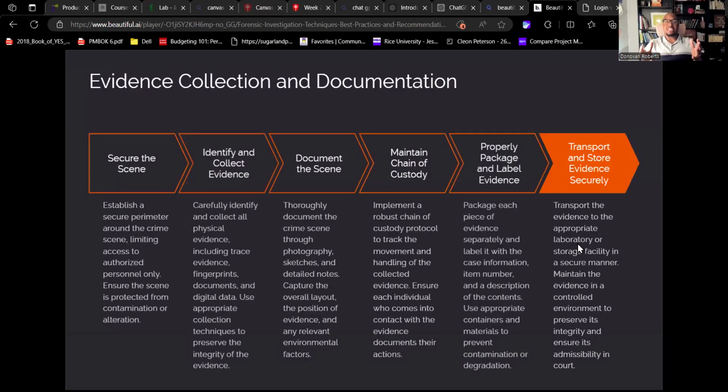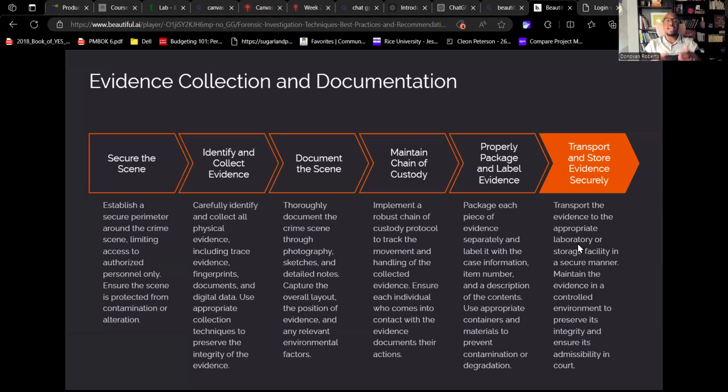Next, I want to talk about the evidence collection and documentation. You can see here it's broken up into six different steps. Of course, the very first thing you want to do is secure the scene. For this instance, it is talking about really all sorts of crime in a way. But of course, establishing a secure perimeter goes into digital collection of evidence too. You don't want people to have access to computers, phones, hard drives, software, and things like that to be able to contaminate the digital evidence.